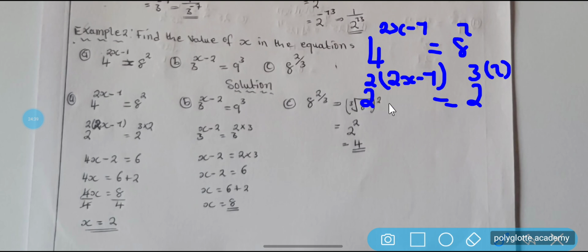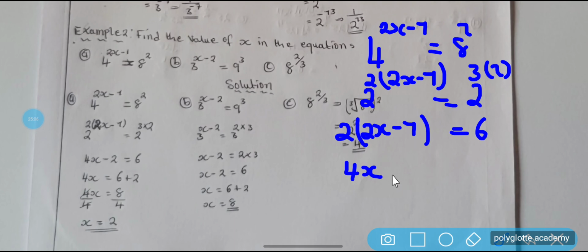Since the bases are the same, we'll take the upper section. So we'll have 2 into 2x minus 1 equal to, we take 3 times 2, which is 6. So let's open the bracket. 2 times 2x is 4x. 2 times minus 1 is minus 2, equal to 6.